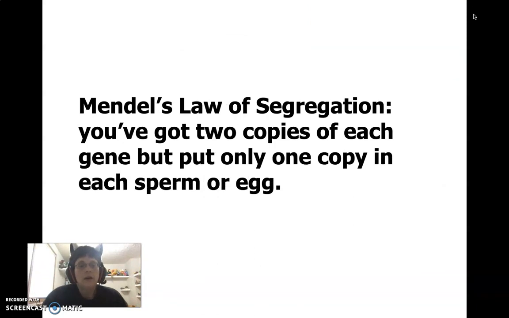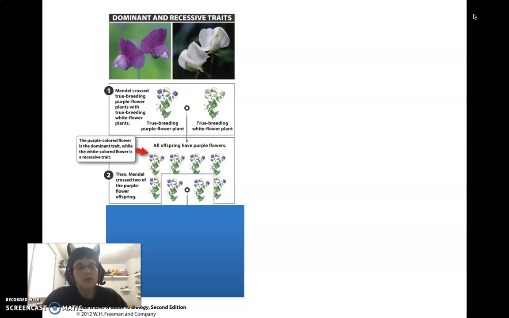So this brings us to Mendel's law of segregation, and this is what he actually got from his first set of experiments. You've got 2 copies of each gene, but you only have 1 copy in each sperm or egg. And so we're going to take a look at what he did with his experiments and how he figured this out. So he had his true breeding plants. So we're going to look at the flower color.